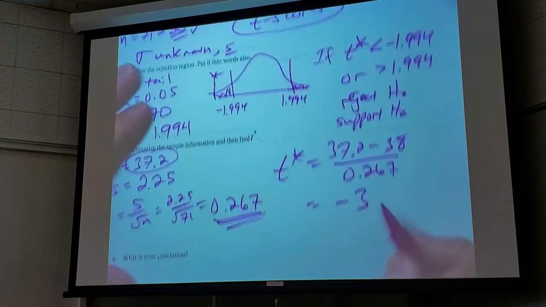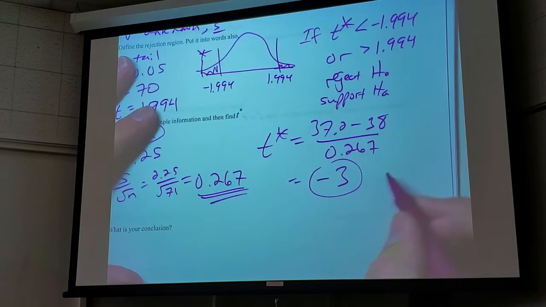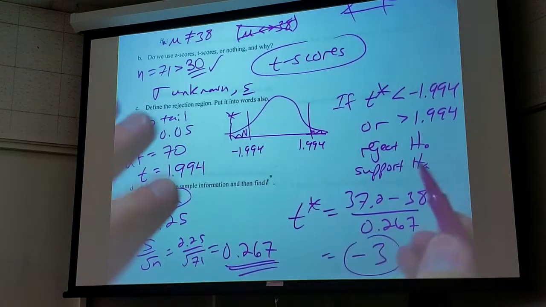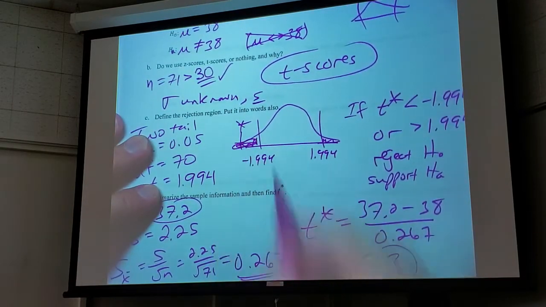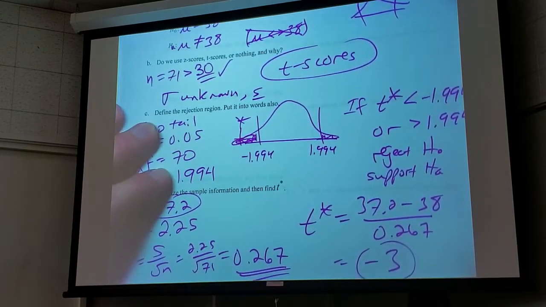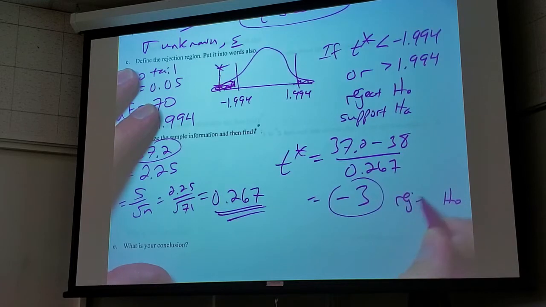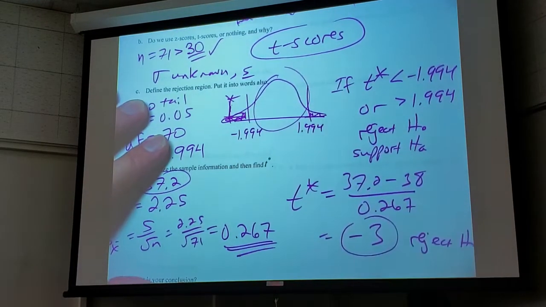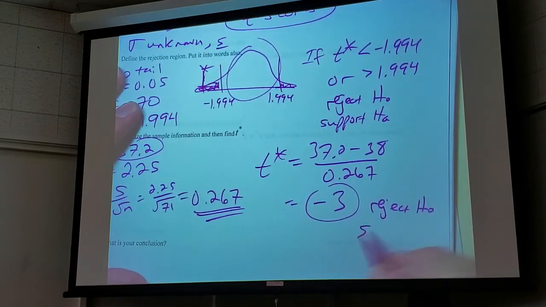Well, we already know the answer, right? What can we do because of this? What can we do with the null? Fail to reject? Did we make it? Yeah, so we succeeded. We're going to reject. We didn't fail to do anything. We reject this, because the null thinks it's in here. We got out there. Looks like that person's wrong. Okay. Support the hypothesis.